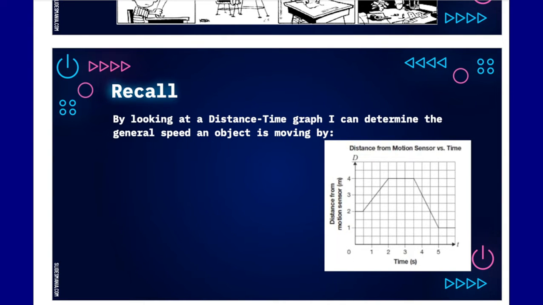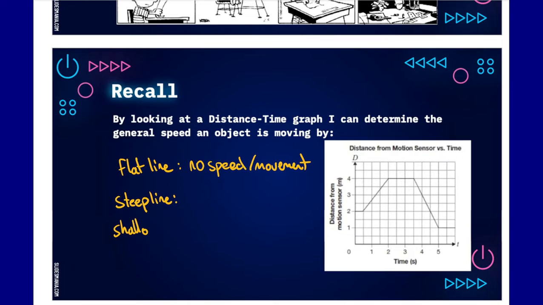could we tell what some of the speeds are? So for example, you might say a flat line, no speed or movement. What would a steep line indicate? Or what would a shallow line indicate in terms of speed? Well, a steep line would mean moving fast, and a shallow line would be moving slow.